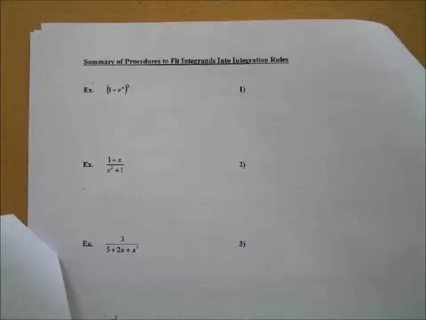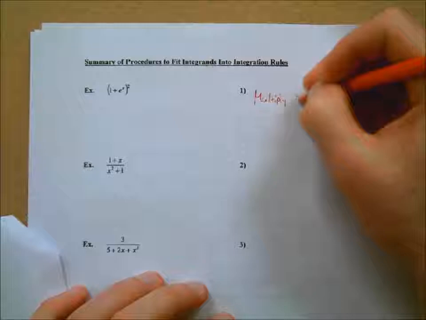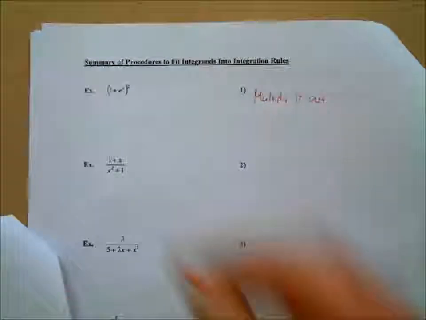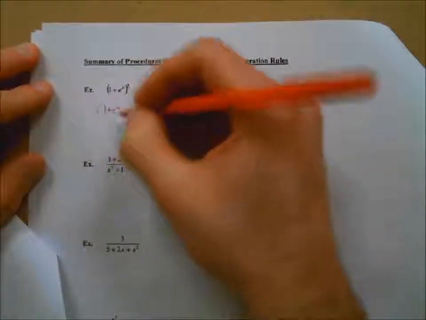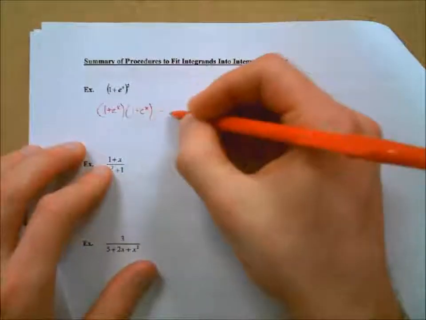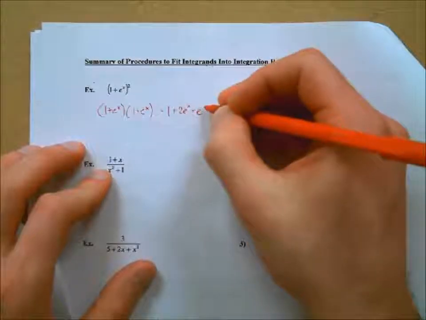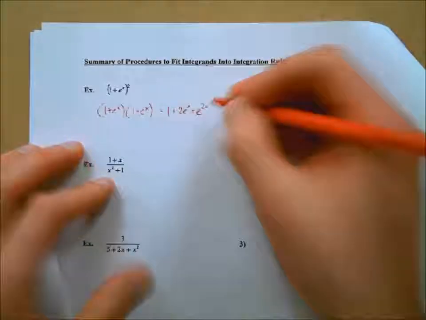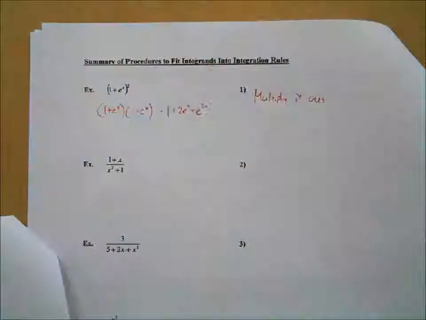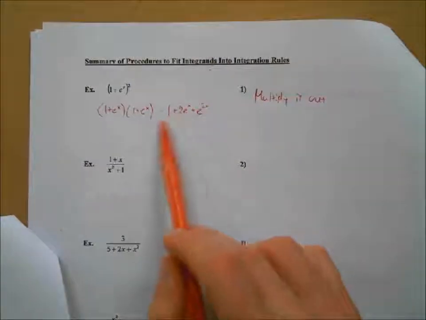All right, so the first one here, 1 plus e to the x quantity squared. The strategy here, multiply it out. Okay, 1 plus e to the x times 1 plus e to the x, right? Which would yield then 1 plus 2e to the x plus e to the x squared, which is really just e to the 2x. And then you need to use a u substitution for that one, but then these two you integrate, no problemo.